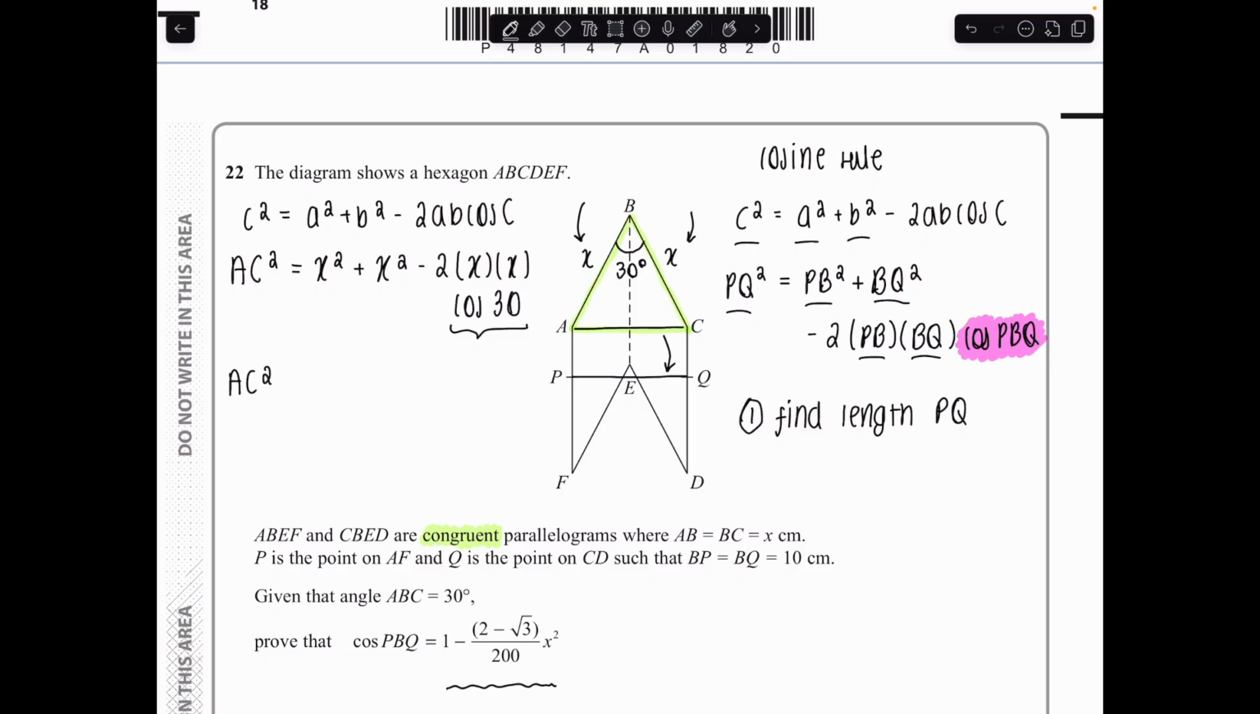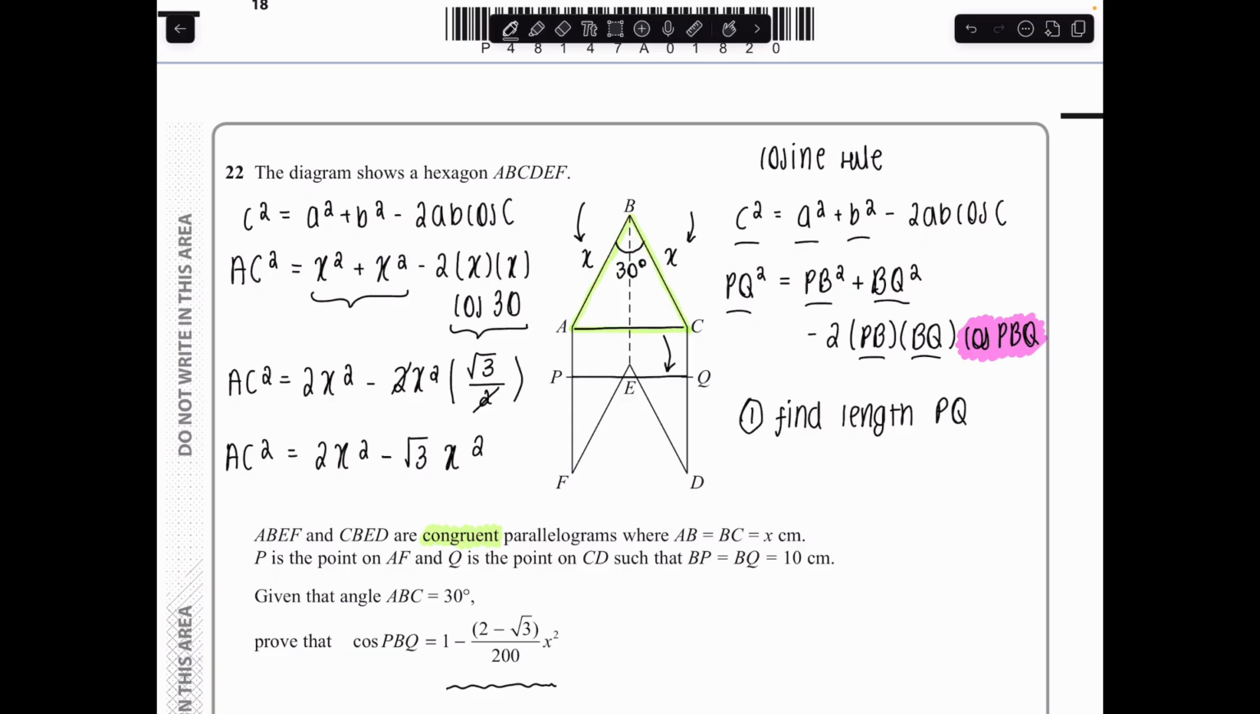So then we have AC squared is equal to, now we have 2 lots of x squared, so we can write 2x squared minus 2 times x squared, but then cos of 30 is root 3 over 2. Now in this case, this 2 and this 2 cancel out, so then we have AC squared is equal to 2x squared minus root 3 x squared.